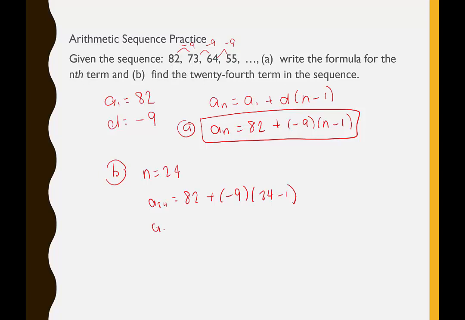We'll follow order of operations and clean this up. A sub 24 equals 82 plus, this is negative 9 times 23. Negative 9 times 23 is 207, and that would be negative because of the negative 9. And then 82 plus negative 207 would give us negative 125. So the 24th term in the sequence has a value of negative 125. And again, you could just sit there and keep hitting equals on your phone or calculator or whatever, but that would be a lot more work than just plugging into the formula. So it's nice to have the formula, but it's also nice to have options, whatever works for you.